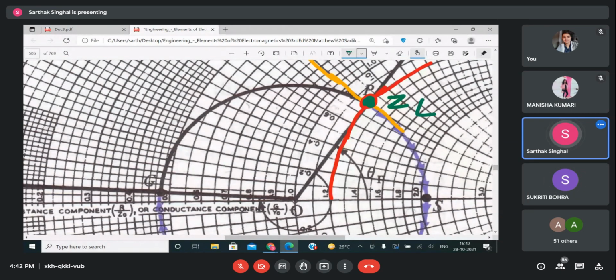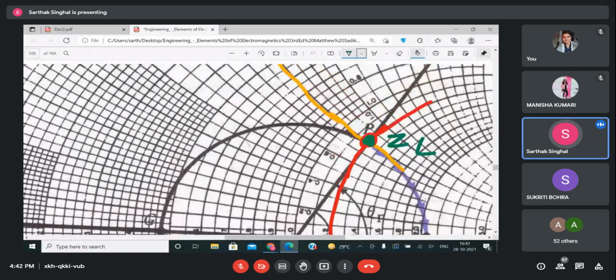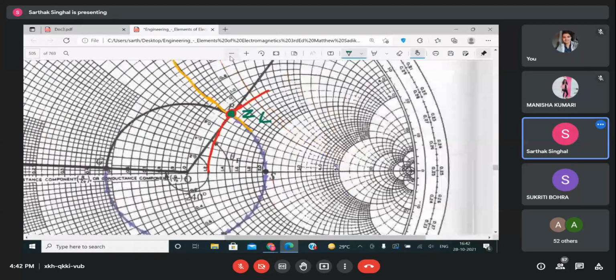Now what will you do? What are the parameters you have to calculate? What is the first parameter? Reflection coefficient. Okay, reflection coefficient.